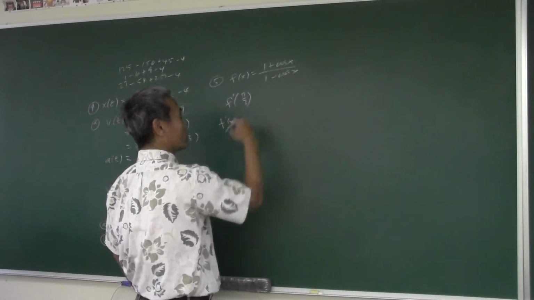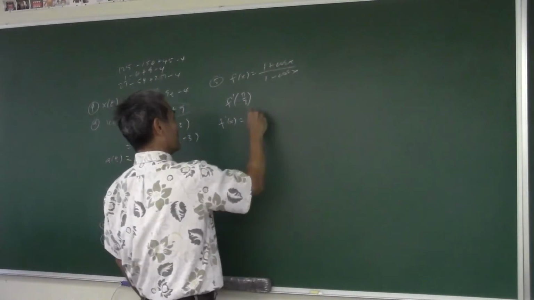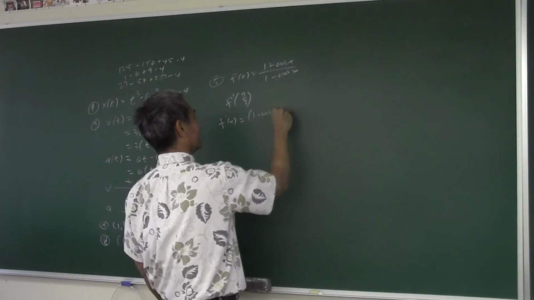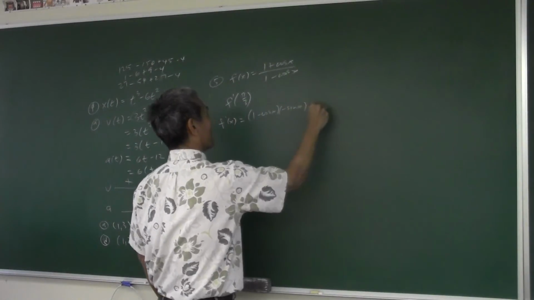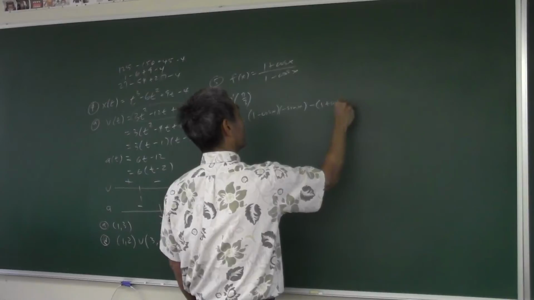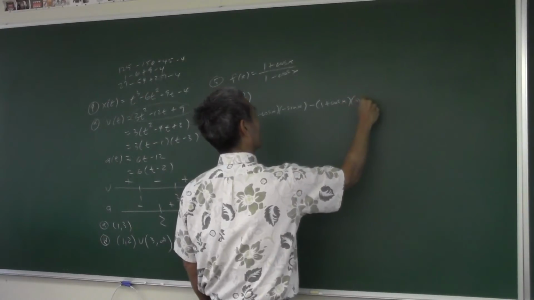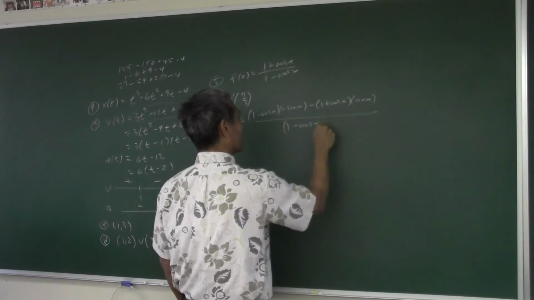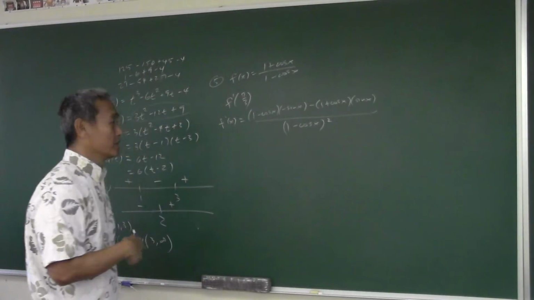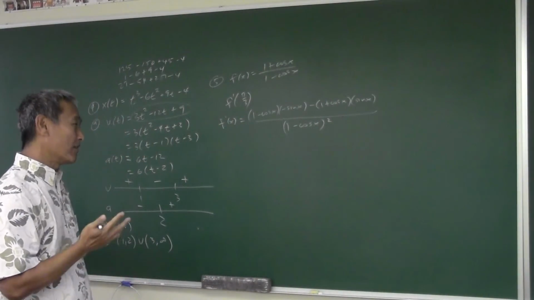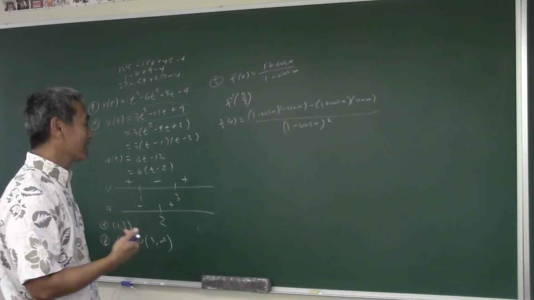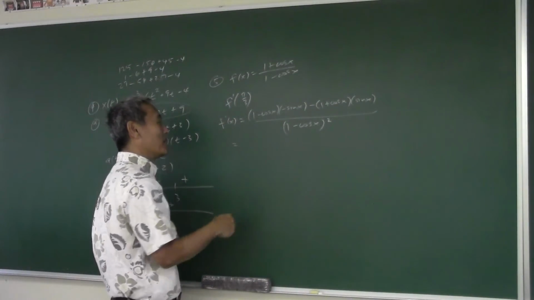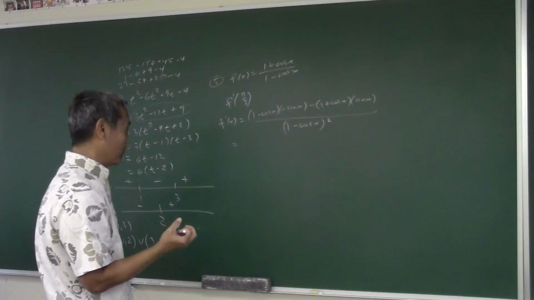Okay, well, I see a quotient here. Use the quotient rule. Low d high minus high d low, all over denominator squared we go. Now, if you want to, you can just plug in pi over 3 now, or if you want to simplify it, you can. It's up to you. This one, maybe you might want to simplify it just a little bit anyway.